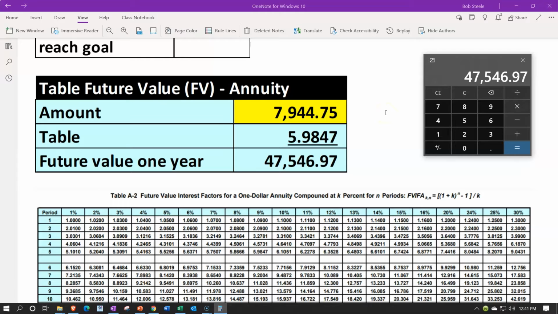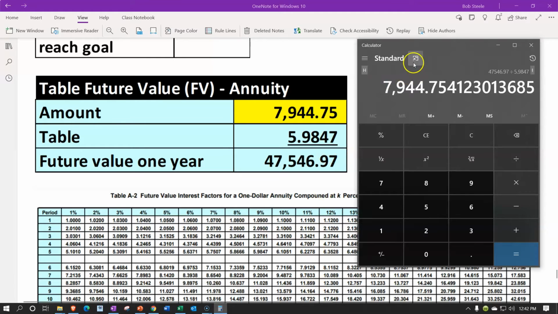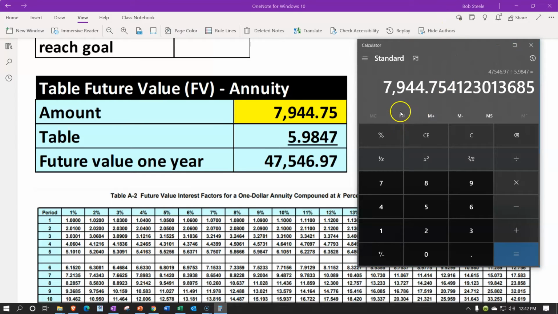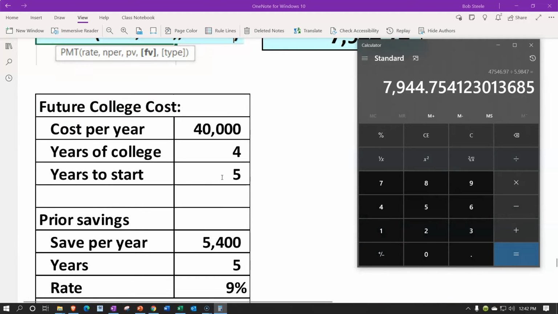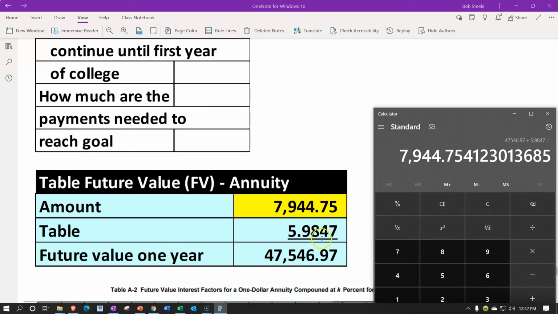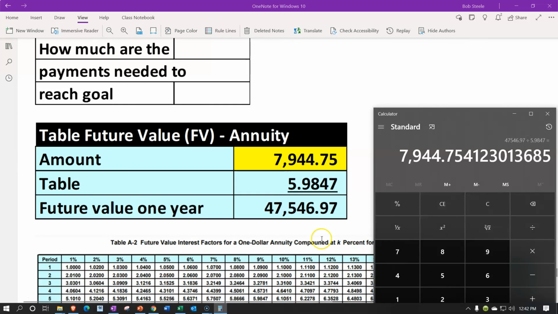47,546.97 divided by the table amount, 5.9847, gives us, one more time, hold on a second, I got to maximize my calculator here so it can see it properly. So if I maximize my calculator, there it is. So there's the 7944.75. And so on. So there's multiple ways that we can do it, and that number is possibly slightly different than what we got up top due to rounding of the tables to 4 digits.